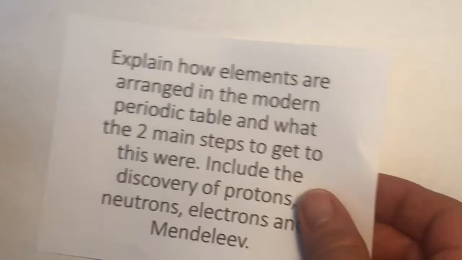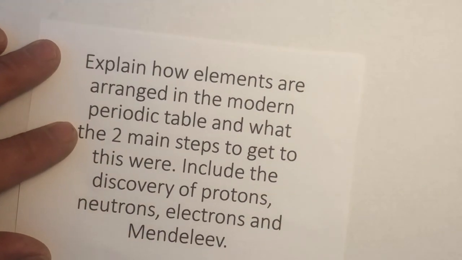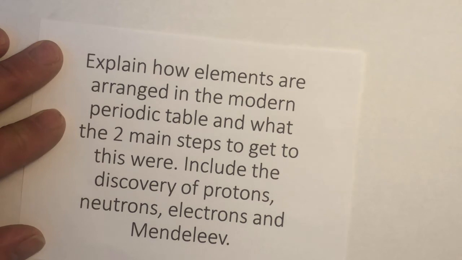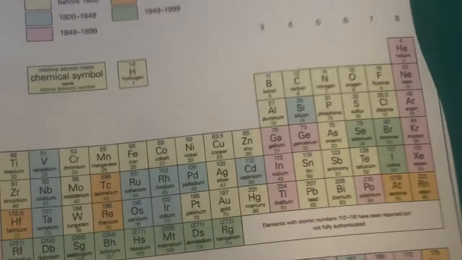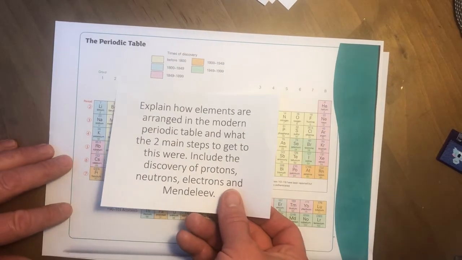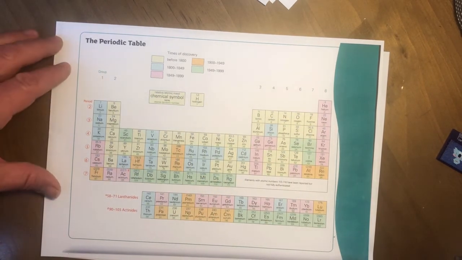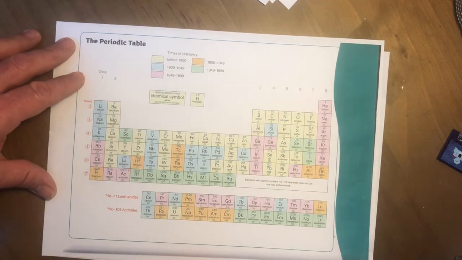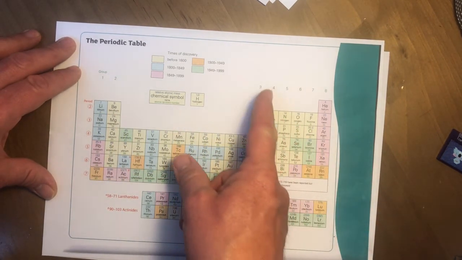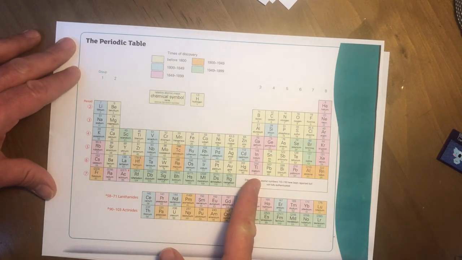Okay, now let's go back to the question. Explain how elements are arranged in the modern periodic table, and what two main steps to get this were. Now, you've got to include the discovery of protons, neutrons, electrons, and Mendeleev. So, this is then the way that you answer the question. Explain how elements are arranged in the modern periodic table. Elements are arranged in the modern periodic table into periods and groups. Periods go across the periodic table. Groups go down the periodic table.